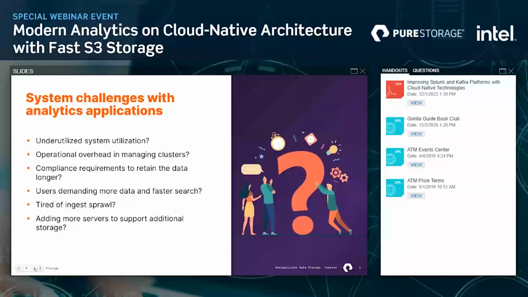When you add compute with storage, your utilization oftentimes is on the low side. We talked about some of the overhead in managing the clusters. And what about compliance requirements to retain data longer?